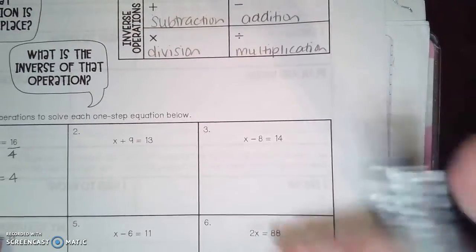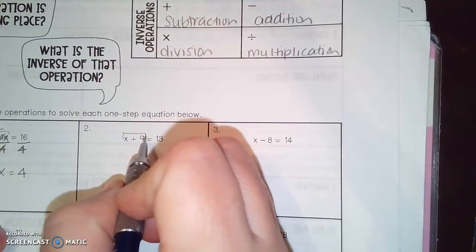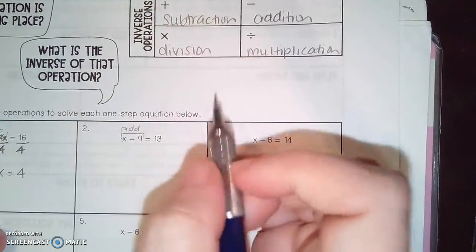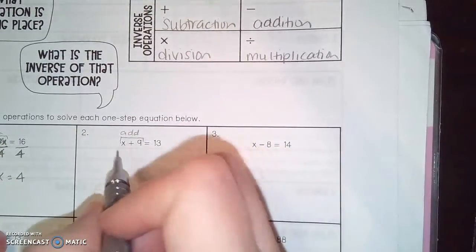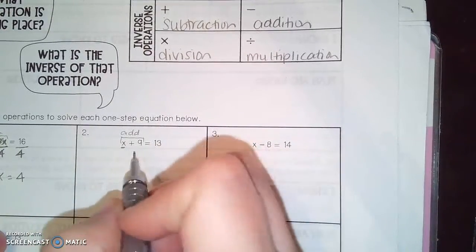Looking at this next question, we can see that the operation that's happening is addition. So from here to here, we're having addition. Okay, so to undo the addition, I know that I'm going to use subtraction. So I want to get the variable all by itself. So I have to get rid of the 9.